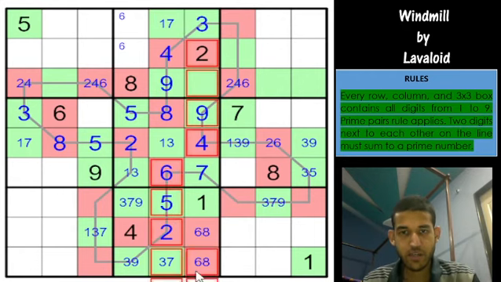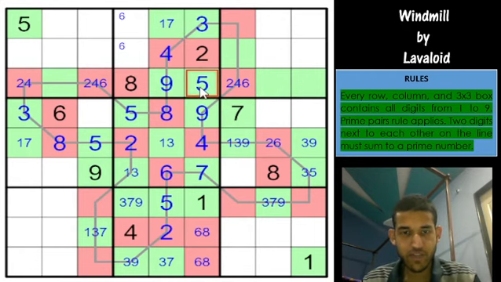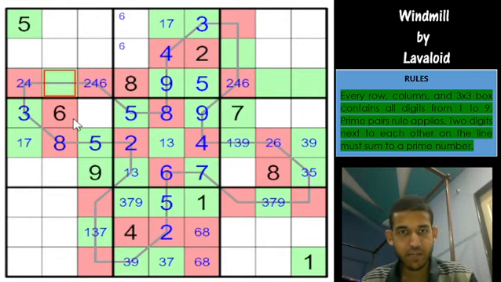And only possible digit left in column 6 is a 5. I can place that. So I have 5, 9 here. So which means these 3 cells become 1, 3 and 7.